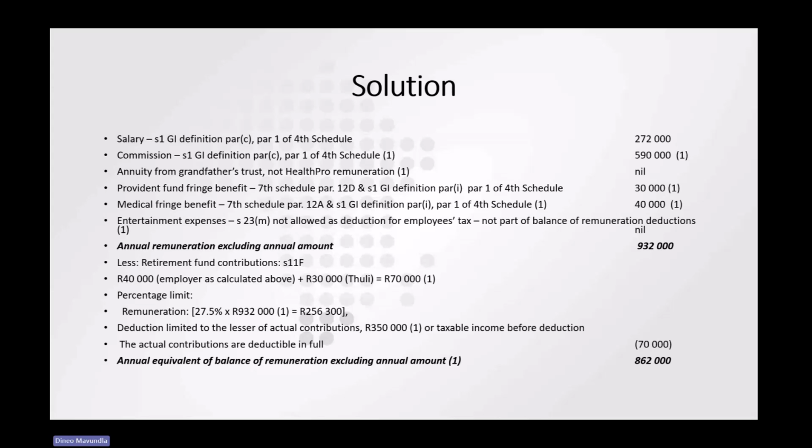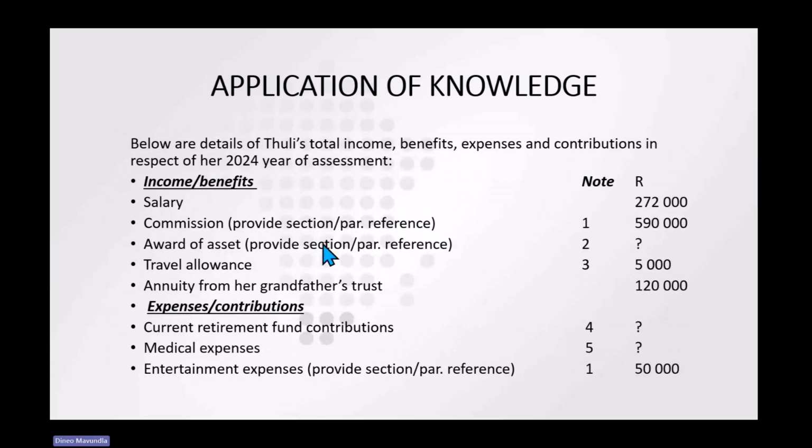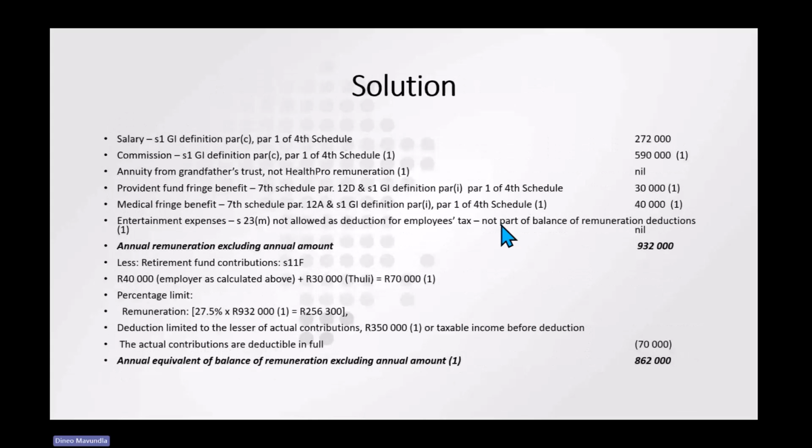Then the entertainment expenses. Yes, Margaret? I just wanted to confirm, do you need to mention all of the sections to get the 1 mark? In this instance, yes, because they said to you, provide the section slash paragraph references. I don't know why they use slash, but you would have had to provide both the section and the paragraph reference. Okay, thank you very much. All right. So you will be guided by your question. That way you'll be able to determine how to include it.